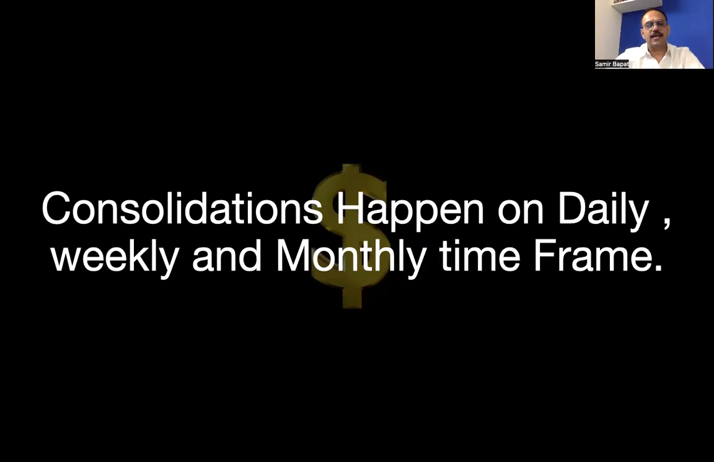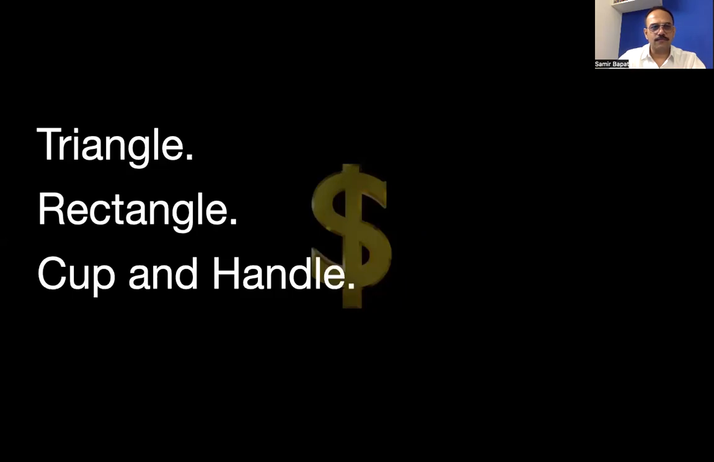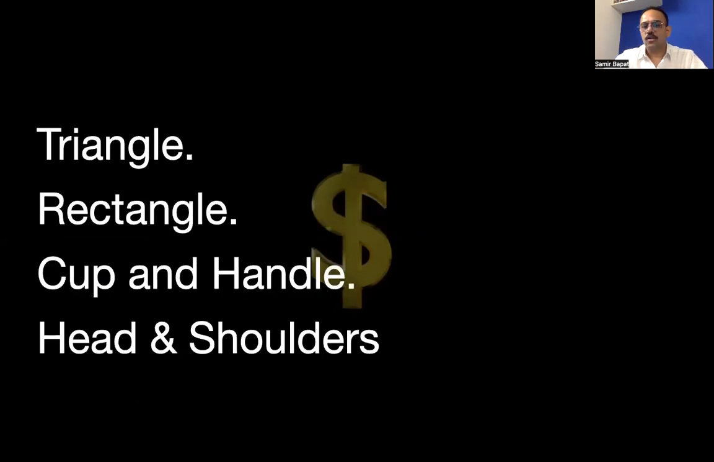Second point is consolidation happens on a daily, weekly, and monthly time frame. So it can happen on any time frame. We have to be alert and searching for consolidations on all three time frames. I will come to it shortly. The consolidation patterns we are going to talk about today are triangles, rectangle, cup and handle, and head and shoulder. These are the four consolidation patterns we are going to cover.